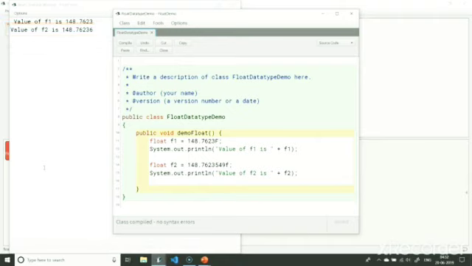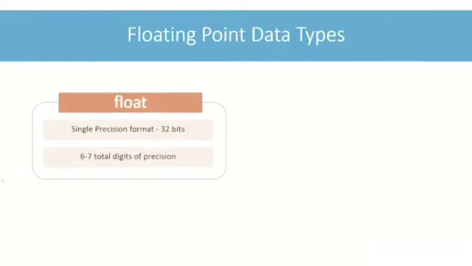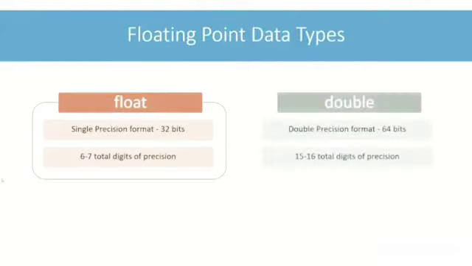I hope this gives you a better idea about float data type and how to use it. Coming back, let's look at double data type. Double stores a number in double precision format, hence it has a size of 64 bits. Double stores the number with 15 to 16 total digits of precision. Let's head back to BlueJ to try out the double data type.